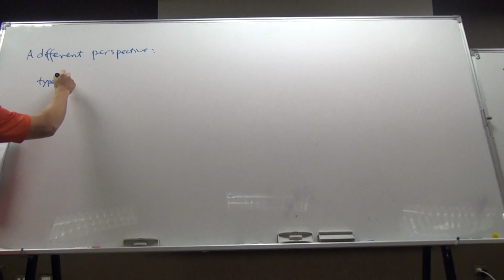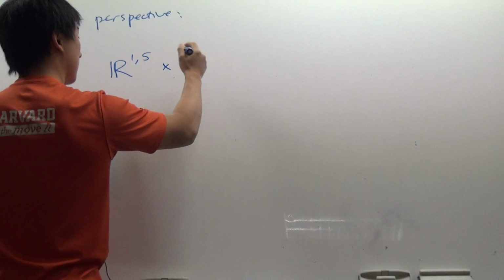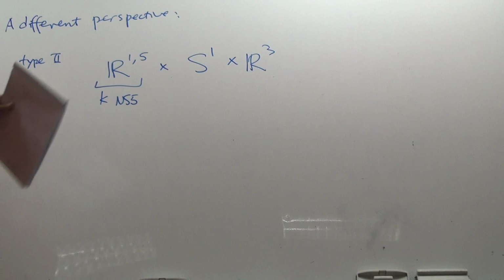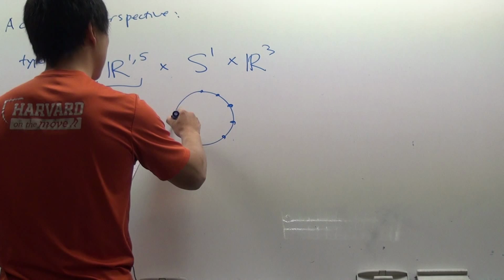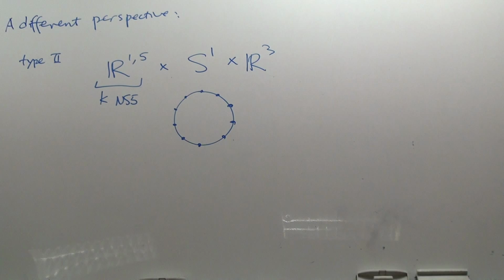Consider type II string theory on six-dimensional Minkowski space times the remaining space, which I'll separate into a circle and another R3. I'm going to consider k NS5 branes extending along R^{1,5} and sitting at a point on the circle, but kind of spread out. So for now, I'm going to consider the supergravity solution where the NS5 branes are smeared on the circle. I don't have to. I can consider the case where the NS5 branes are localized at a bunch of points on the circle.